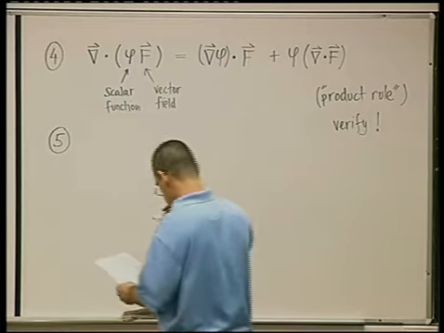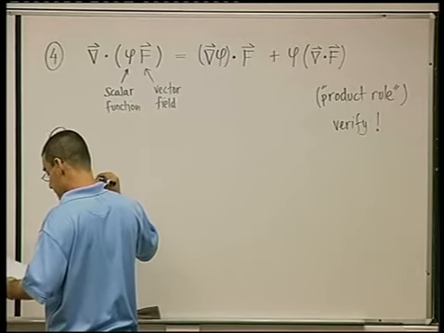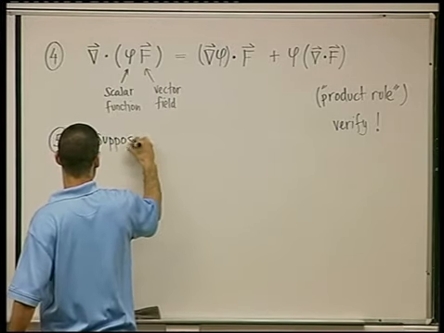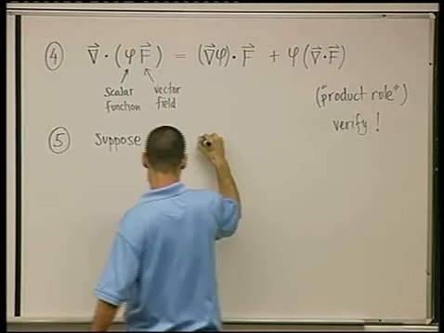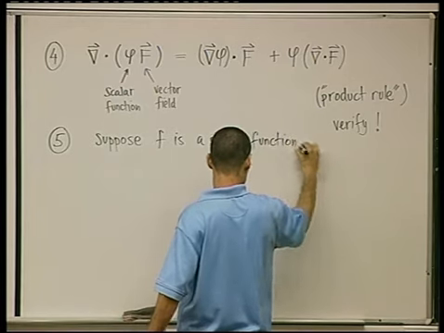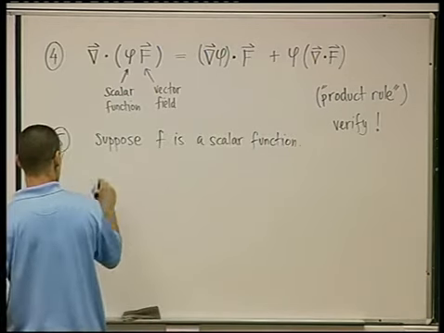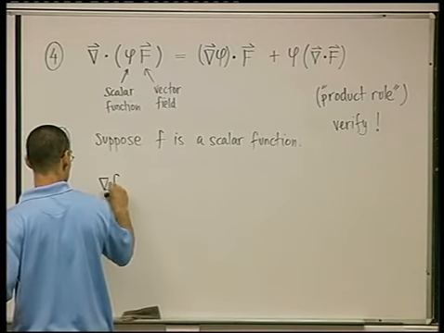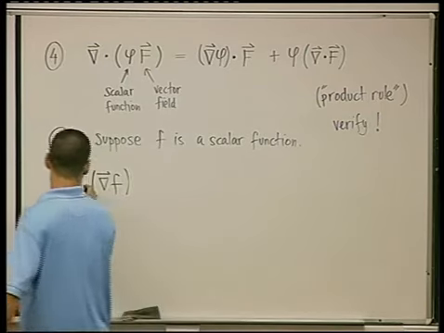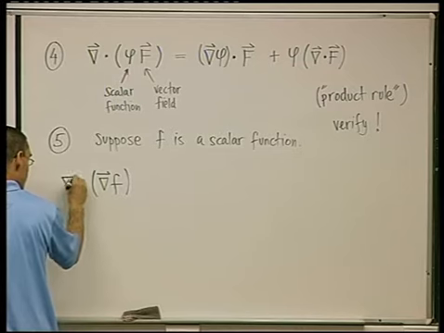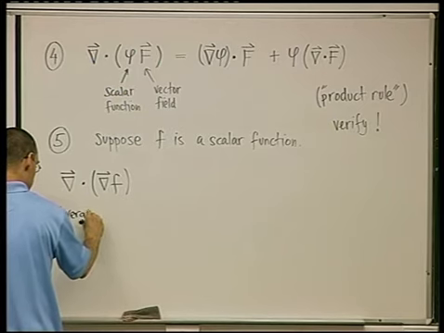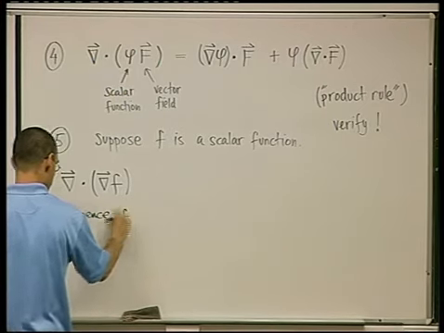Another remark. Suppose f is a scalar function. We can look at the gradient of f. The gradient of f is a vector. We can look at the divergence of the gradient. So this is the divergence of the gradient.